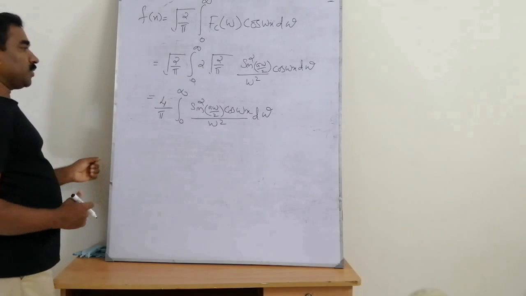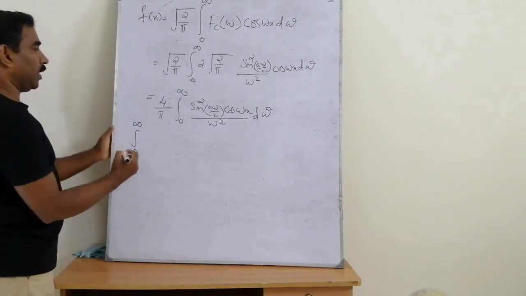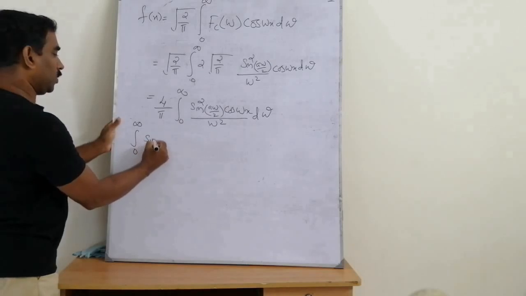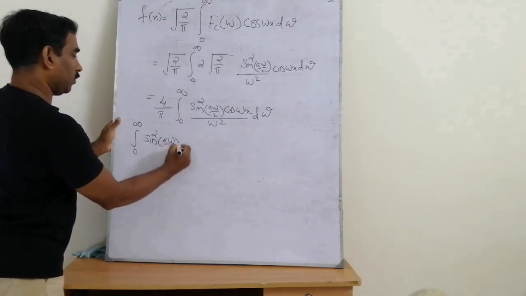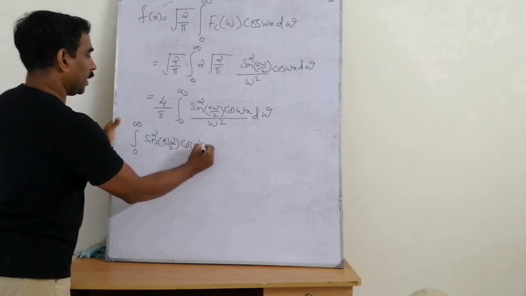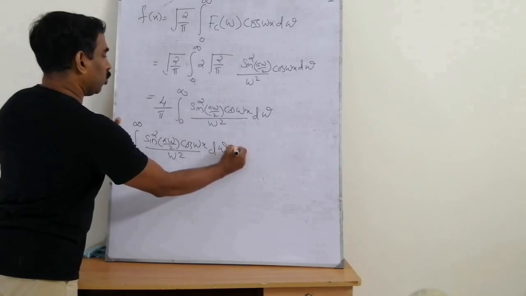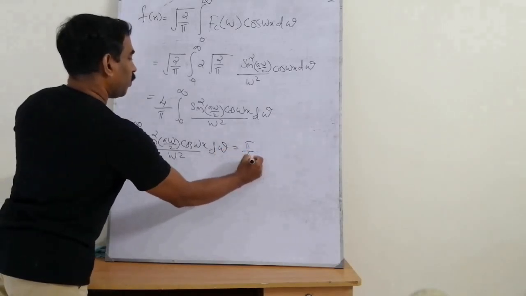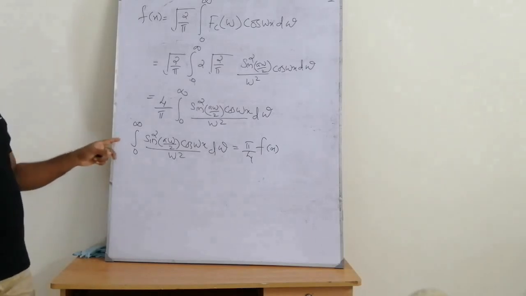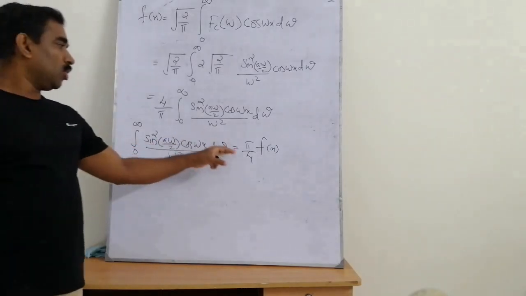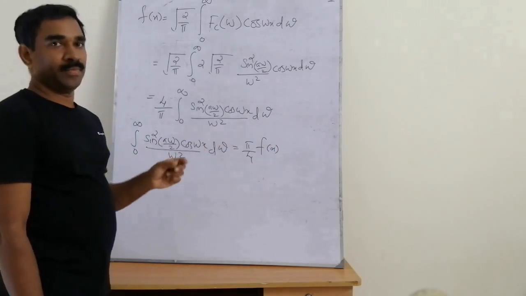Now we can rewrite this Fourier integral 0 to infinity sin square a omega by 2 cos omega x, the whole divided by omega square d omega, is equal to pi by 4 into f(x). But this Fourier integral is equal to pi by 4 into f(x) only for points of continuity.